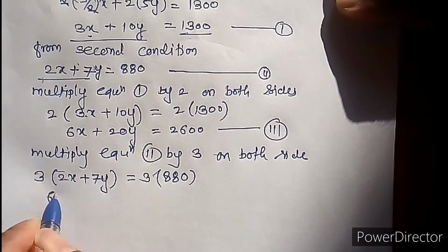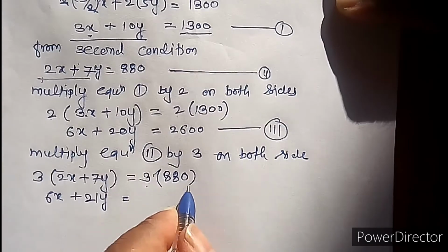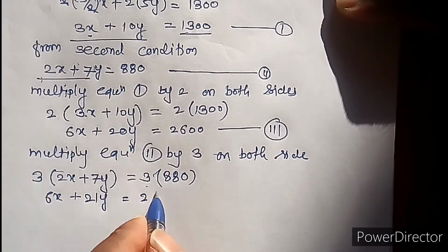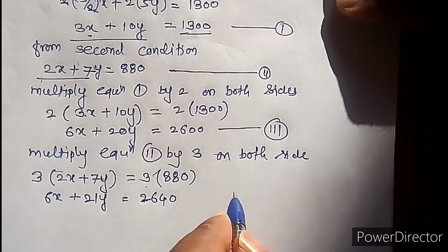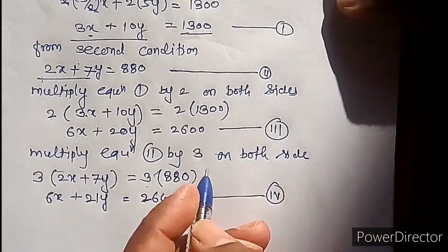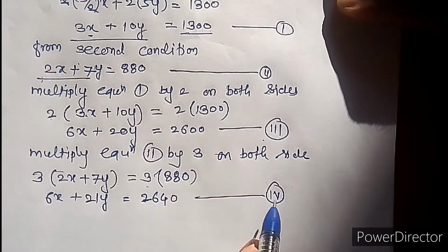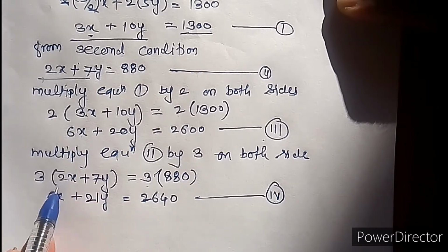3 into 2x, that is 6x, plus 3 into 7y, that is 21y. 3 into 880, that is 2640. It is a calculation you can easily do. This is equation number 4. We get two equations, that is equation number 3 and equation number 4. Here we observe that the coefficients of x are same, therefore we can easily eliminate it.